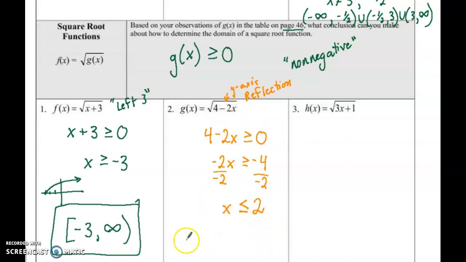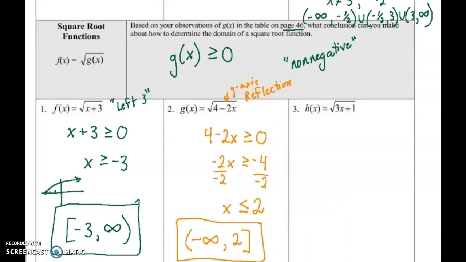But anyway, now think about how you would write it in interval notation. If we want all values smaller than 2, then we're going infinitely to the left, and then we stop once we get to x equals 2. This is how we want to write the answer in interval notation.